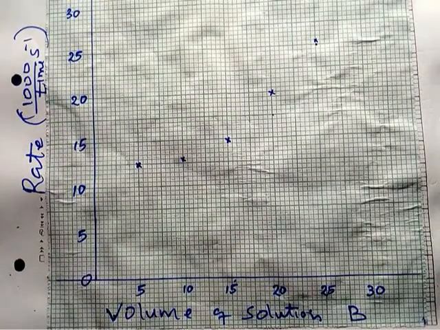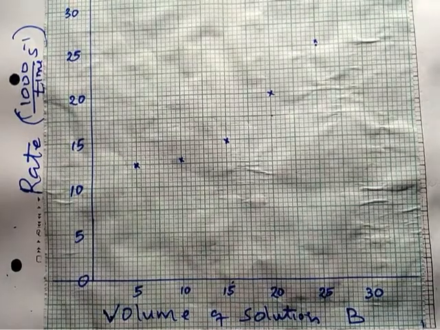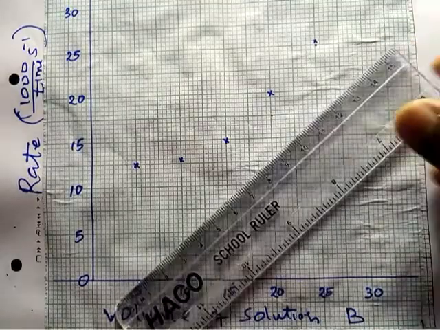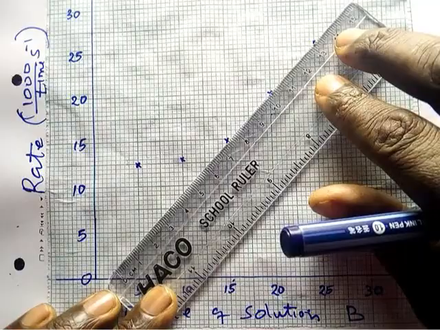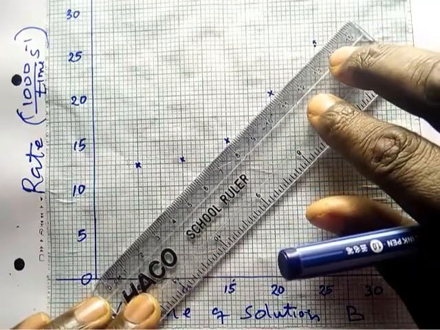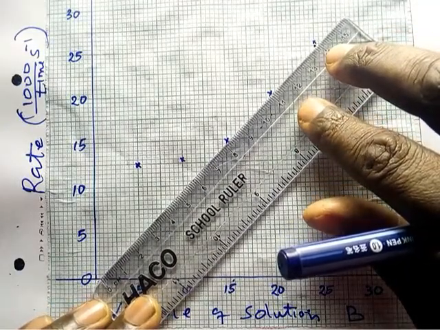So remember, this is a rate. We expect that the line should be a straight line, and that straight line should pass through the origin. So it is for you to see the points which will give you a line that will pass through the origin when it is extended, right?